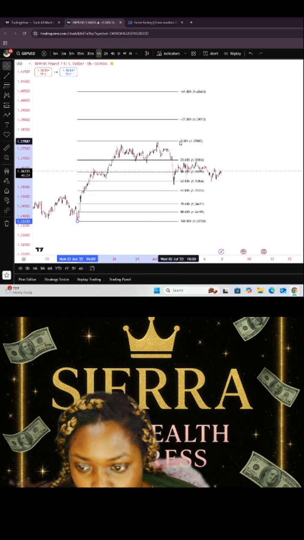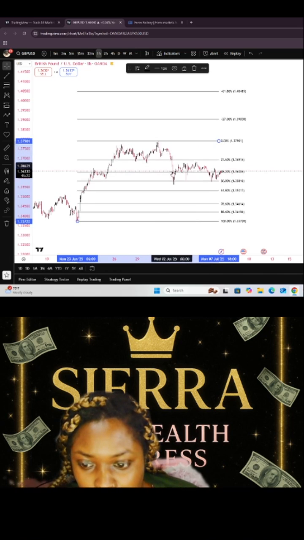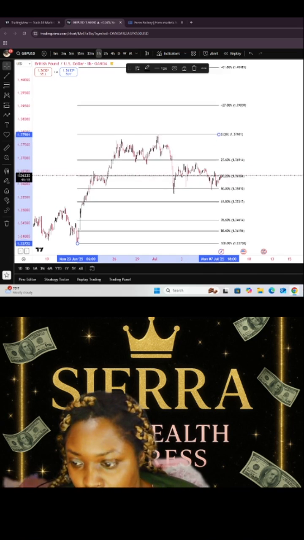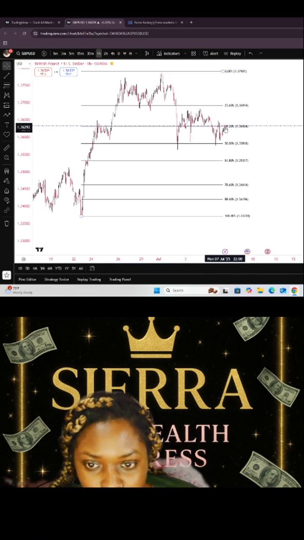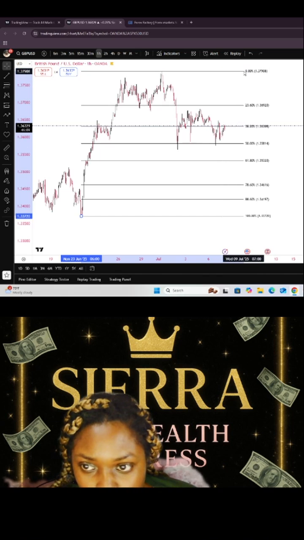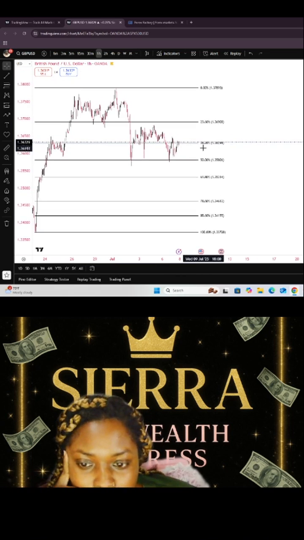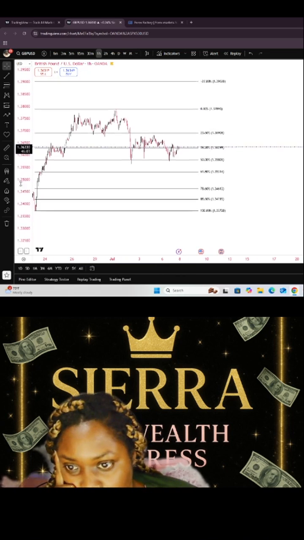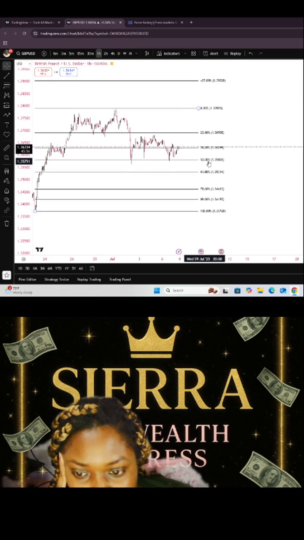Now my next pullback is here. It came down to the 50%. Before you get to the 50%, you have the 38.2. Let me move that over so y'all can see it. You have the 38.2. When price hits the 38.2, your TP is the negative 27, okay? Then price can pull back to the 50%.